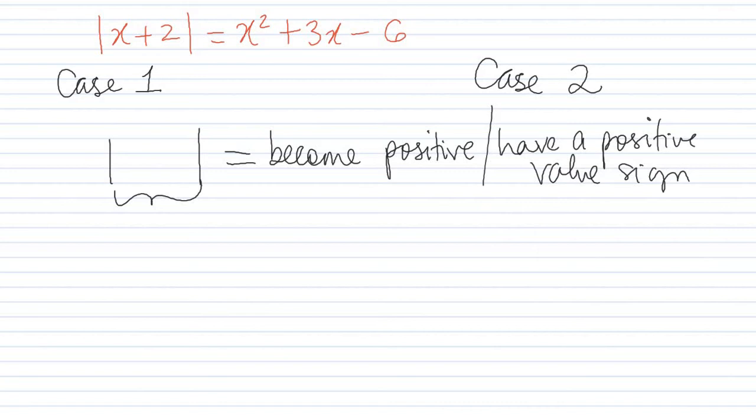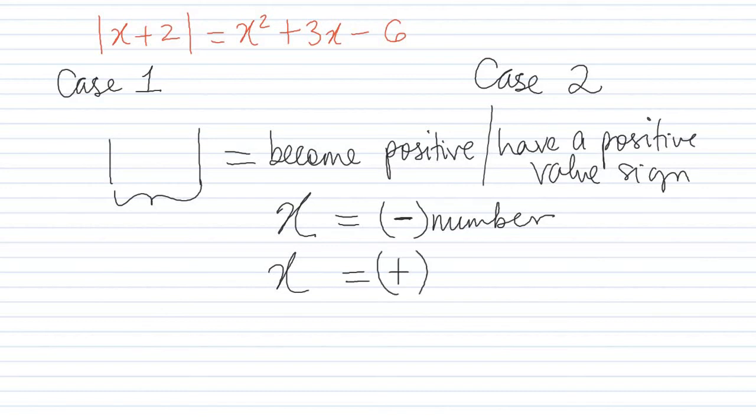Now, what that means is that our x can end up being a negative number, okay? Our x can first of all be a negative number. I don't know why I put a positive there. And x can also be a positive number, right? It can literally be both.